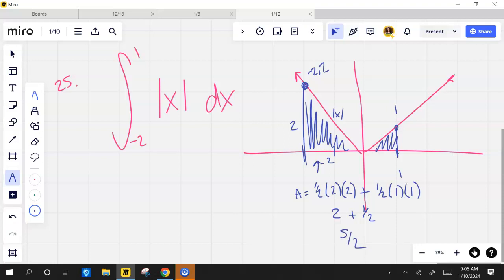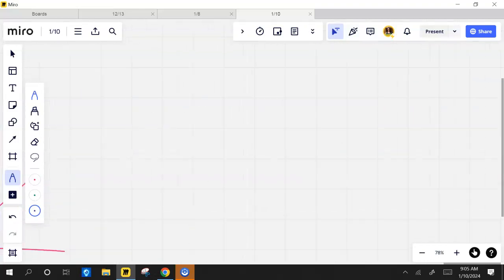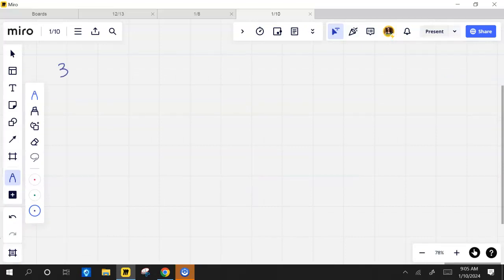Does that make sense? Is it easy? A lot easier than what I was stumbling over to try to show you in the beginning. Let's do one just a little bit harder then. Let's do 35 together.